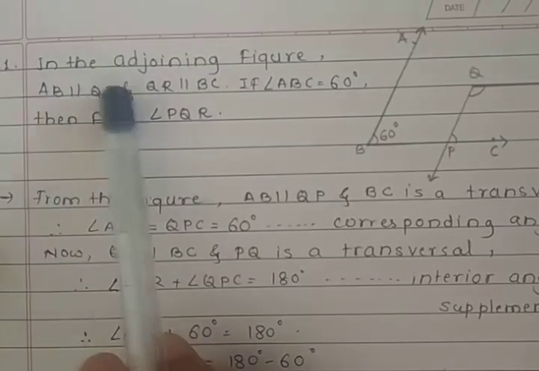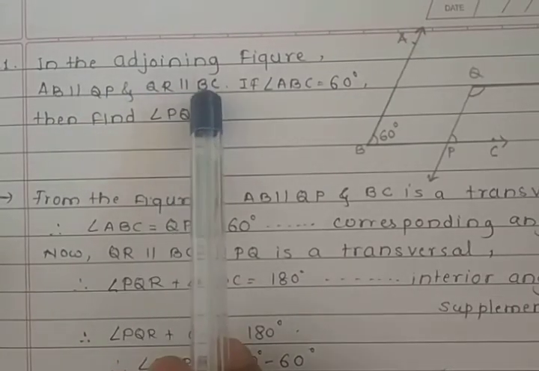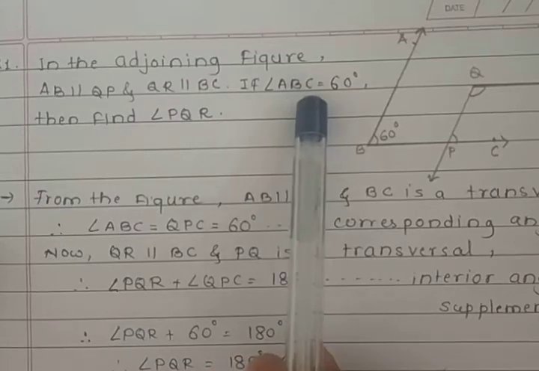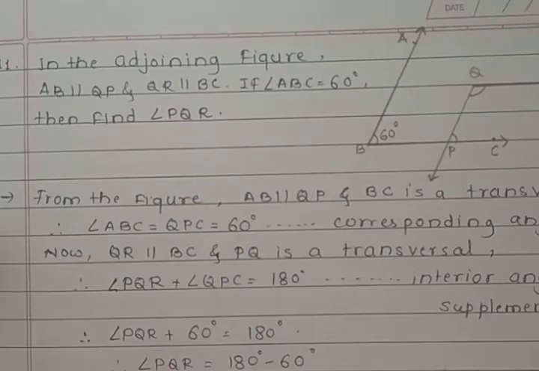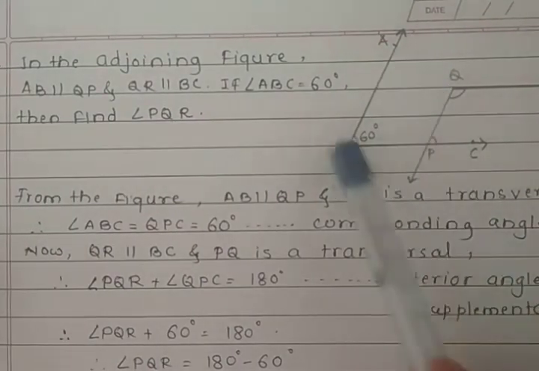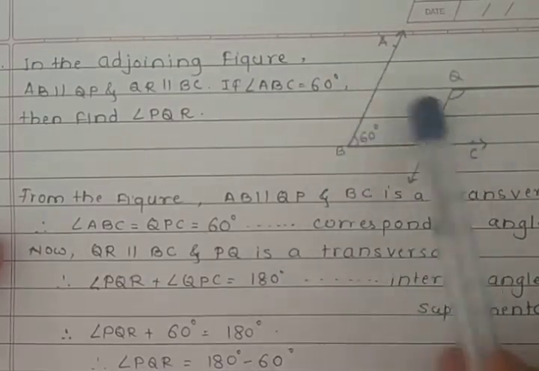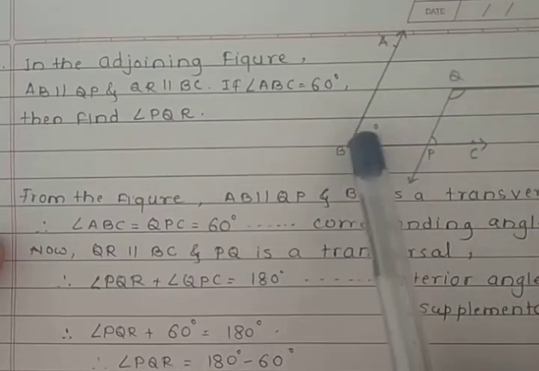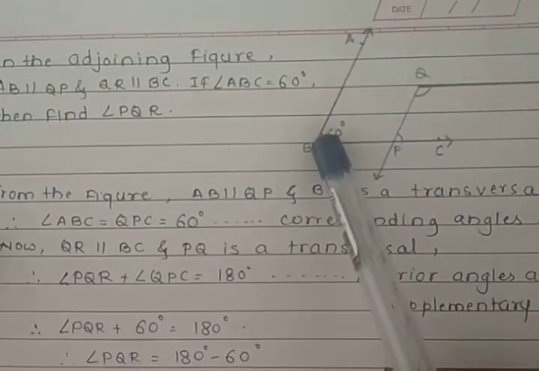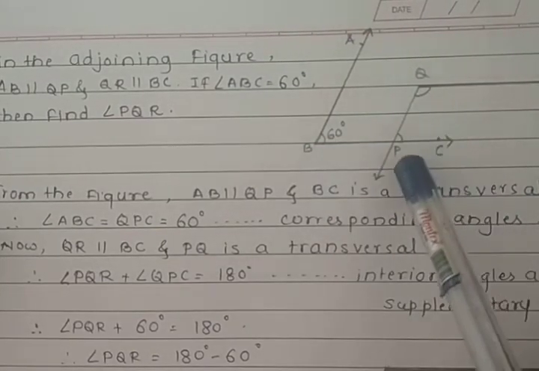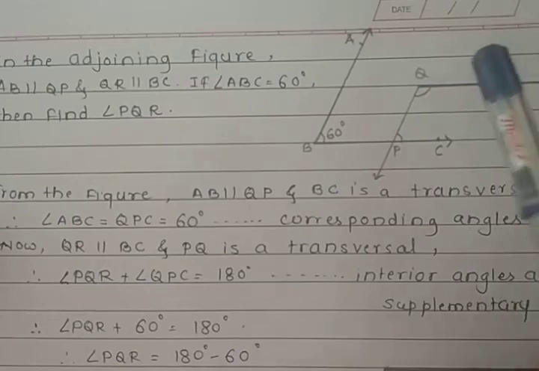Question number 11. In the adjoining figure, AB parallel QP and QR parallel BC. If angle ABC is equal to 60 degrees, then find angle PQR. Read the question neatly and then see your diagram. AB parallel QP, these two are parallel to each other, right? Then QR parallel BC. Got it? Angle ABC is equal to 60 degrees, and we need to find angle PQR. That means you are going to find the measure of this angle. Clear? Now how to find it out?